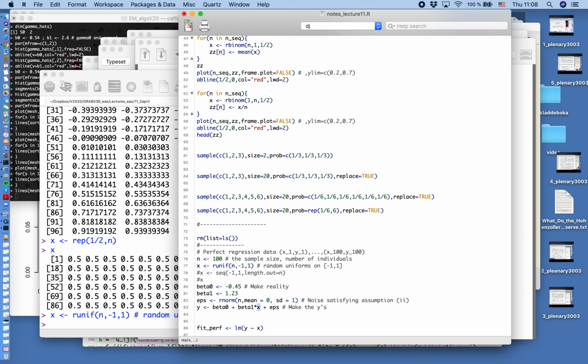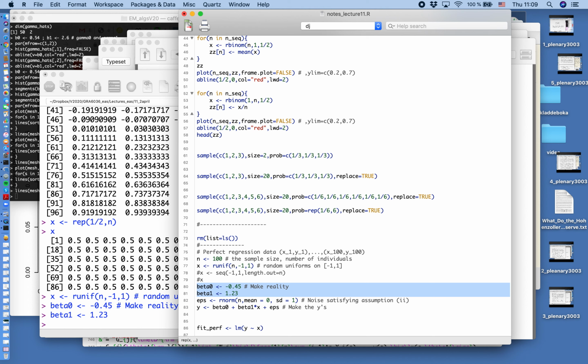So now we have these x's, but we also need some values for beta 1 and beta 0. Of course, in reality, when we get regression data, x1, y1, up to x100, y100, these parameters are unknown to us, and we want to estimate them from the data. But when we simulate data, we need to set these values. So now we just come up with some numbers here, and now we have x, beta 1, and beta 0.